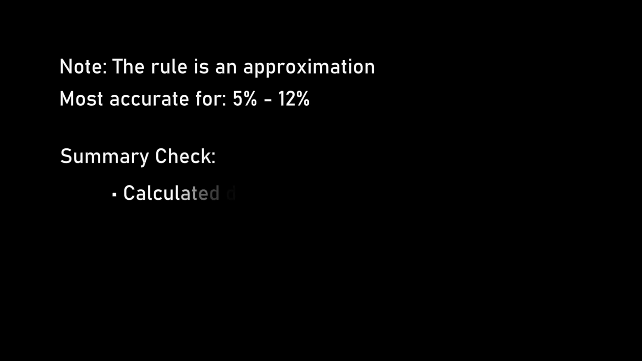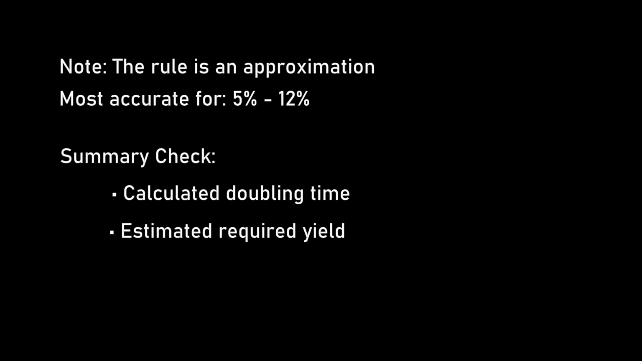Can we calculate doubling time? Yes. Can we estimate required yield? Yes. You now know how to manually calculate compound interest yields using the rule of 72. This simple division allows you to visualize the speed of exponential growth without needing a complex financial calculator.